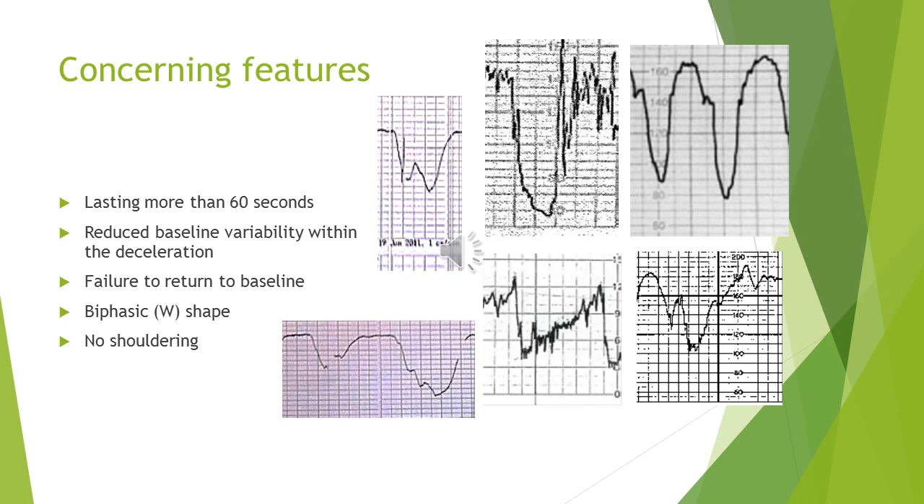Or failure to return to the baseline. So for example, the baseline before deceleration was 140 to 150, then deceleration happened, and then the baby never returned back to this baseline. This means the baby is affected because the reserves are not enough to return the heart rate to the normal baseline from before.